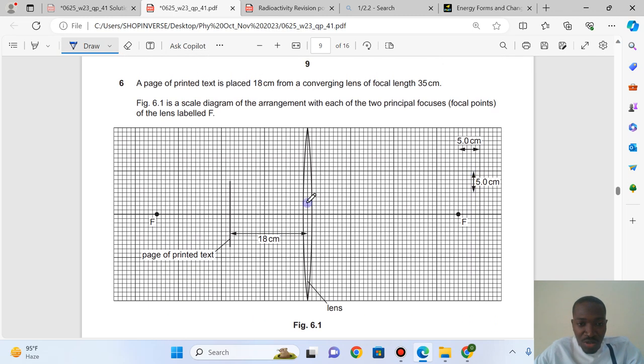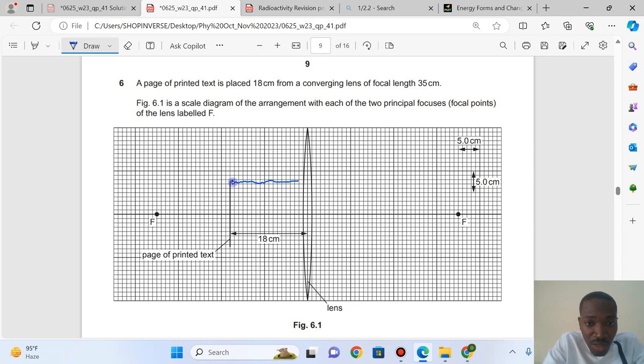So how do you do that? You place a meter rule here and then you draw a ray that is parallel to the principal axis. This is the principal axis. So you draw a ray that is parallel to this line and you start that ray from the top here. So you draw that ray, you bring it here. After getting to the lens, it must be straight. Please ensure you use a straight line.